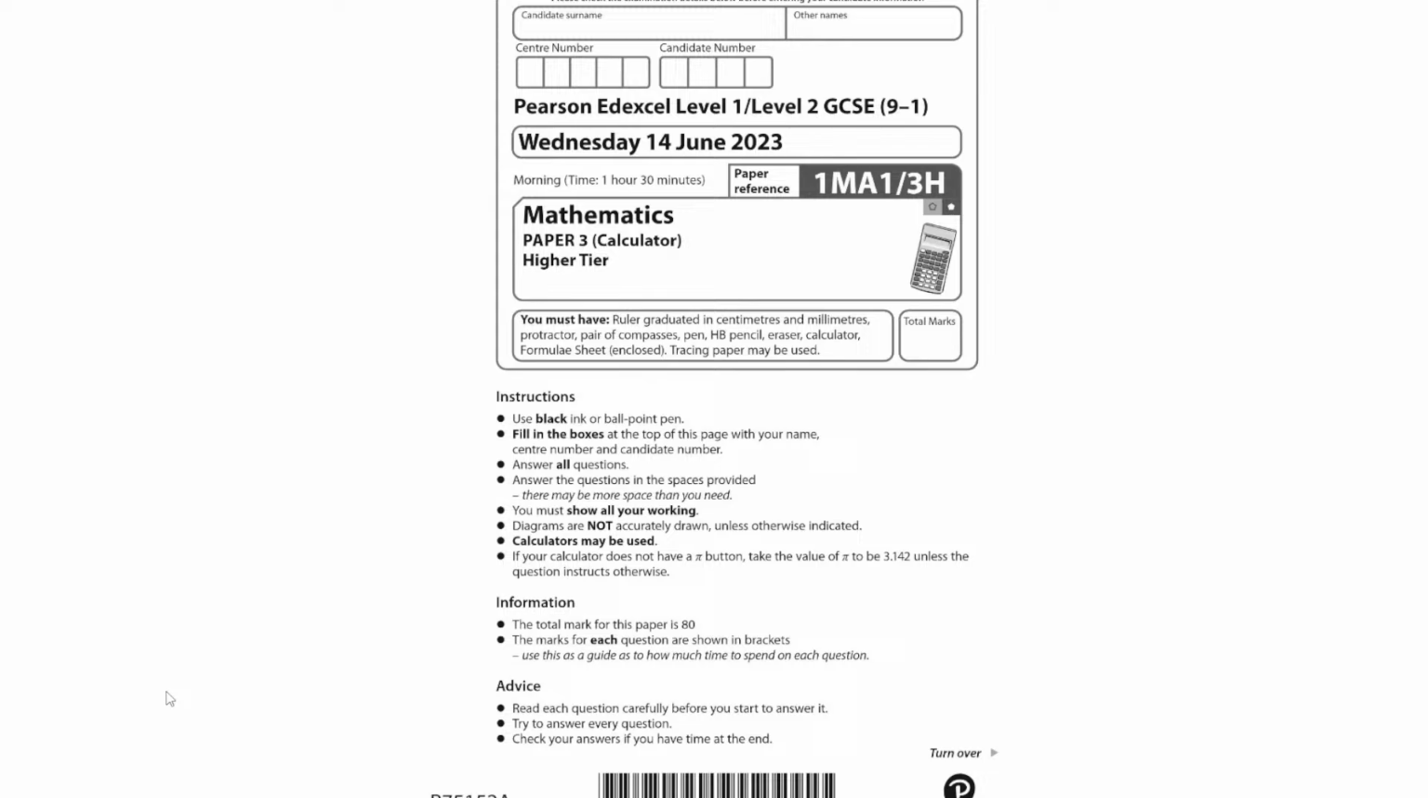Today we're going through the third and final paper from the June 2023 series. So we've got paper 3, obviously higher tier. This is Edexcel and you will need your scientific calculator to go through this one. So getting straight into it, we've got a series of 1 markers.